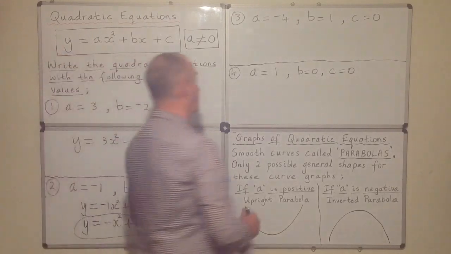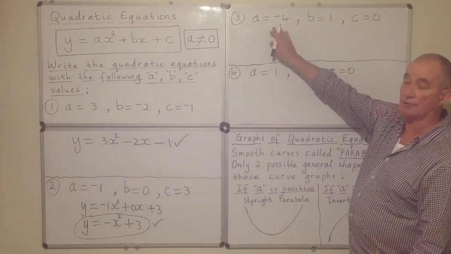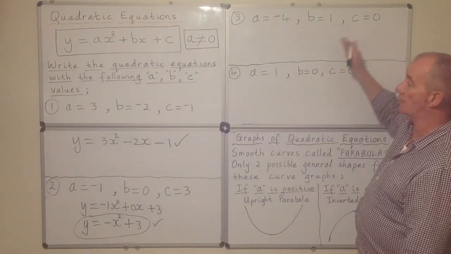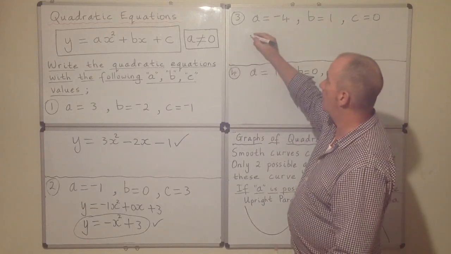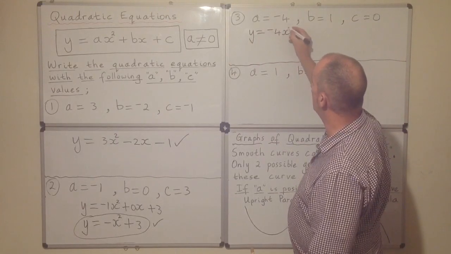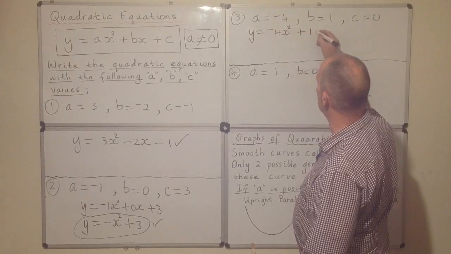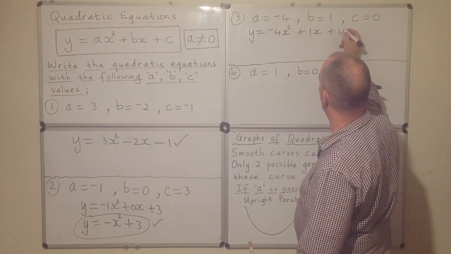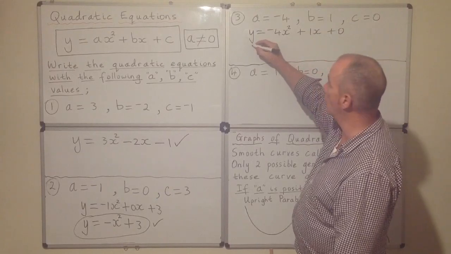On to question 3. If we have an a value of negative 4, b value of 1 and a c value of 0, what do we have? Y equals negative 4x squared plus 1x plus 0. Let's just do one more line of working out.